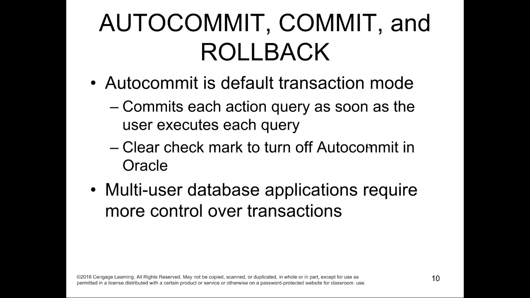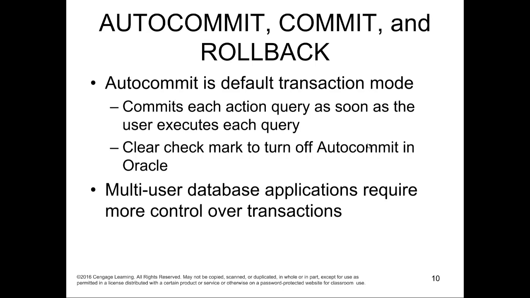Okay, auto commit, commit, and rollback. Auto commit is the default transaction mode, and it basically means that when you are writing in your queries, they're committing immediately. So if you do an update and you run it, it automatically happens. In some versions of Apex and even other database applications, you can turn the auto commit off. If you do that, then when you run a query, it's only temporary until you actually fully commit it or roll it back.